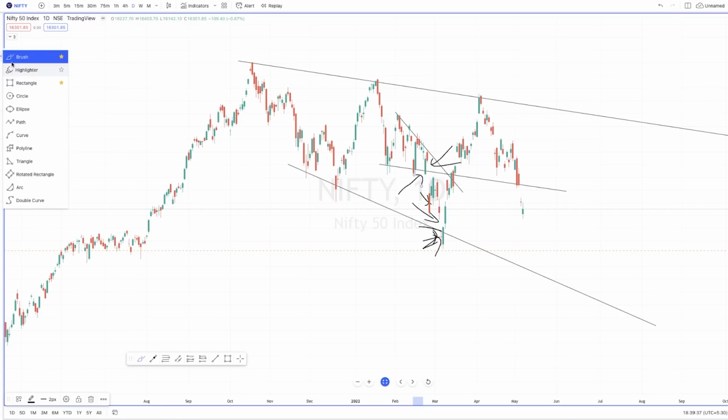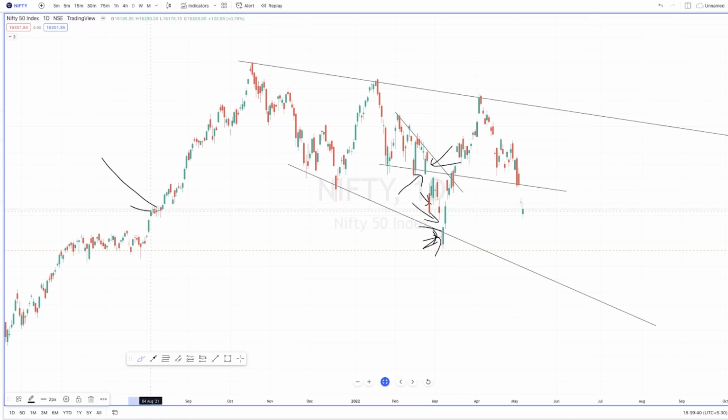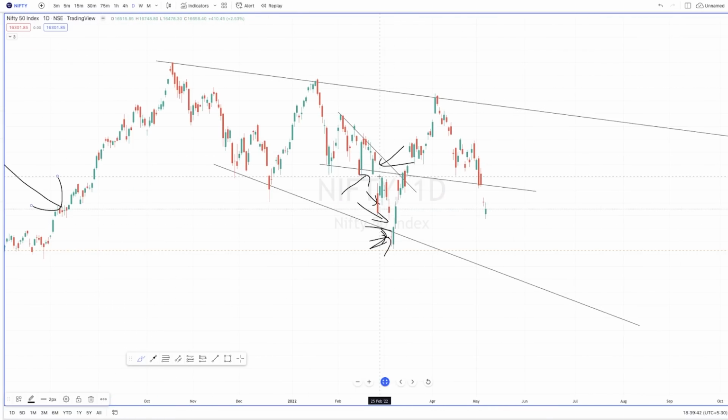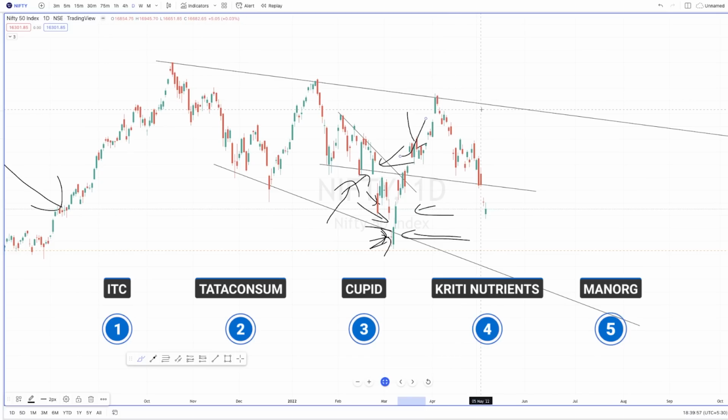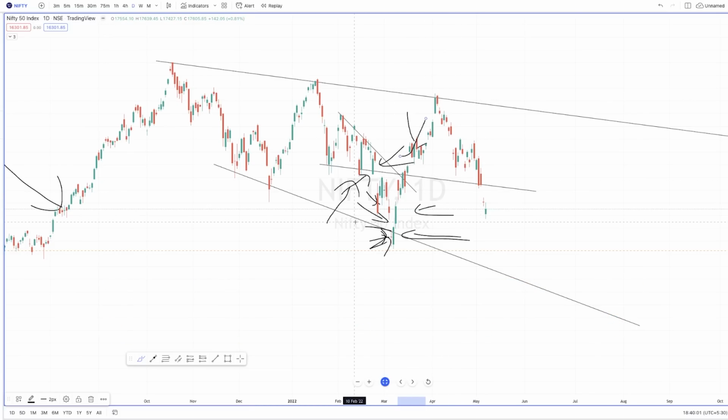This one I know I made a mistake, okay, and I learned from it. And this is like unavoidable circumstances. I had to bear some losses, and I was happy because after that I made some good trades like ITC, Tata Consumer, Cupid, Kriti Nutrients. I think Kriti Nutrients as well.